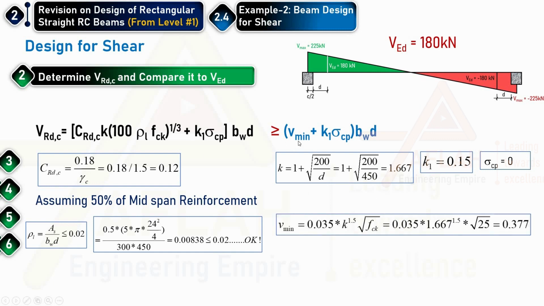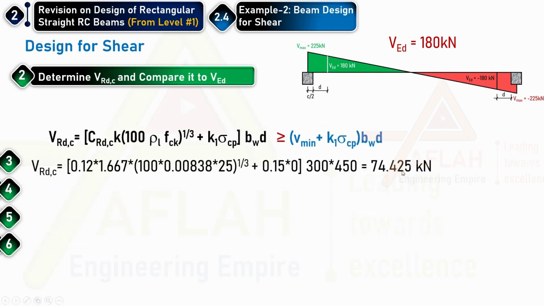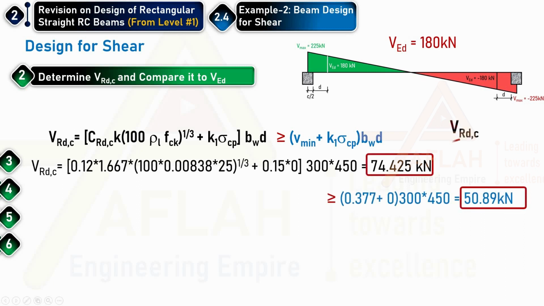Now K1 is given here and other factors. For the V minimum, I have this one. Then finally, if I substitute these values here, I will get this much with the first formula, and with the second formula, I have this much. So always VRDC will be the maximum of these two results. So for sure, it is 74.425. Now, this is for sure less than the VED. So we need to calculate the stirrups. We need to continue with the calculations.